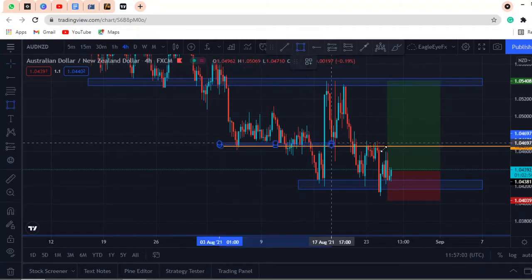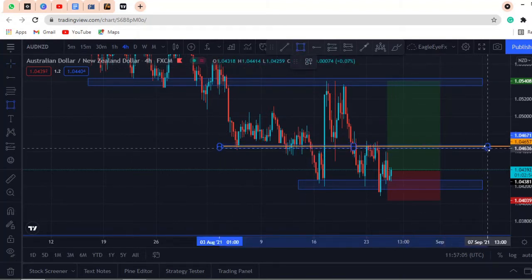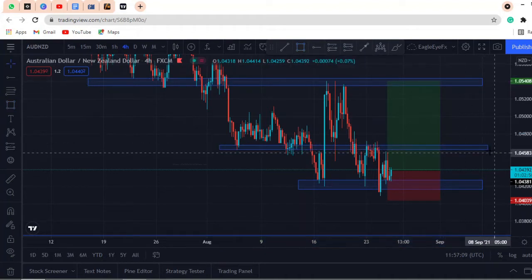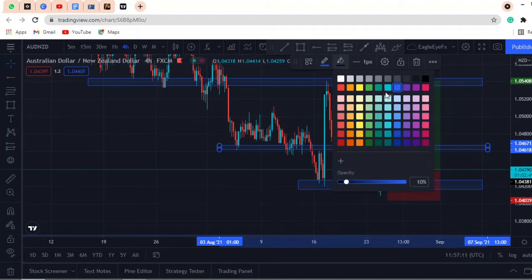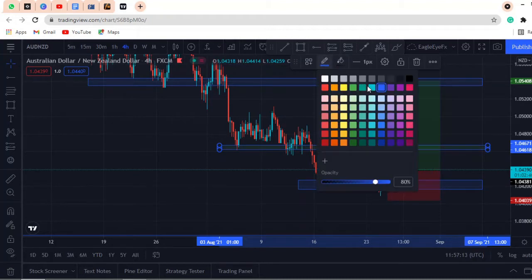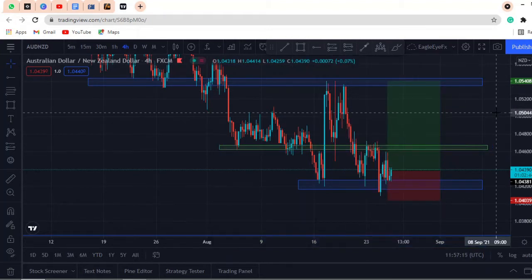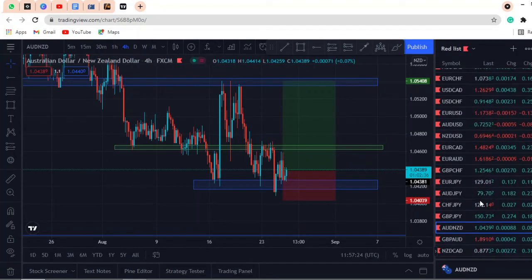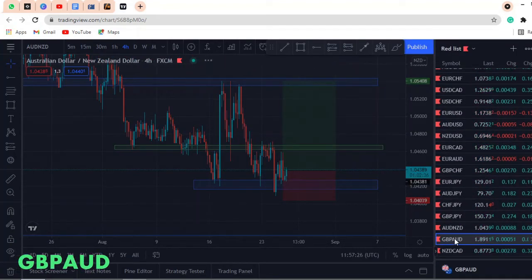Or you can even just draw a zone like that, draw it as a zone, and perhaps change this color so that you can identify and see it nicely like that. So that's what I'll do on Audnzd. Let's go to our second pair, which is Gbpaud.